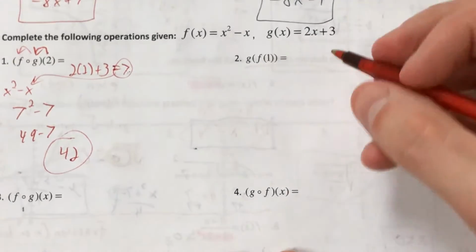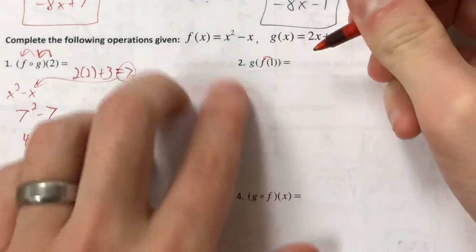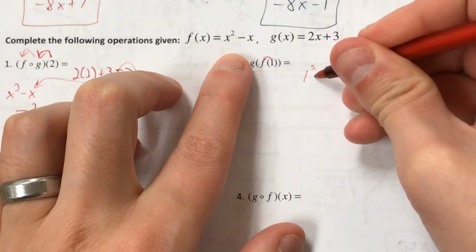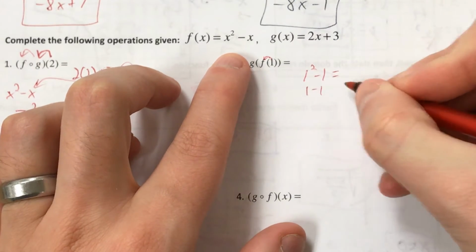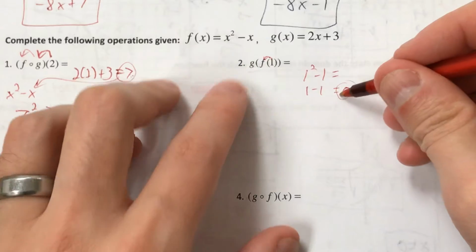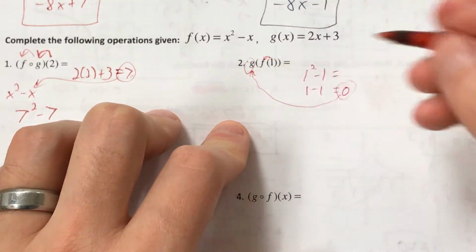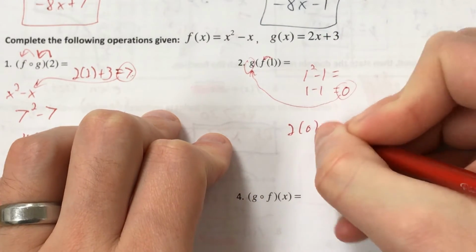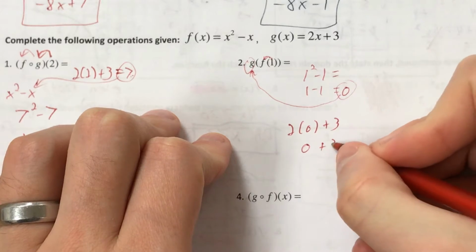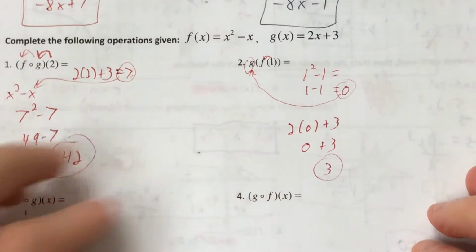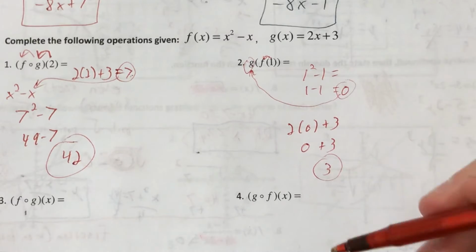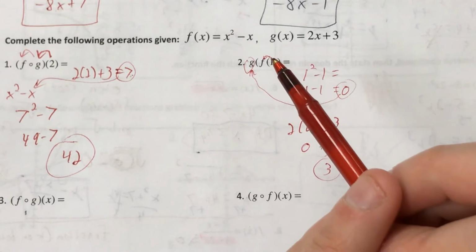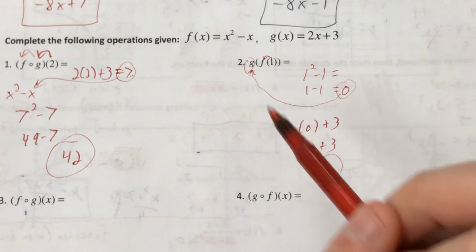Same thing over here. Take the 1 and plug it into f. So if you plug in 1 for f, it would be 1 squared minus 1, which is 1 minus 1, which is 0. So then you take 0 and you plug it into g. So 2 times 0 plus 3. Like that. Okay. Once again, if you ever feel I'm going too fast, you can pause it, you can rewind it, whatever. But that's what's going on. You plug in 1 to f, you got 0. Plug in 0 to g, you get that.